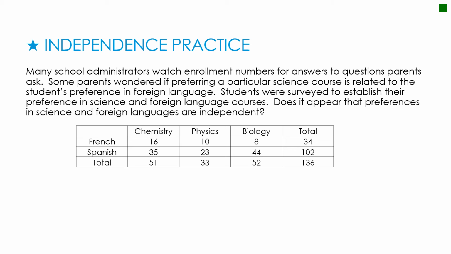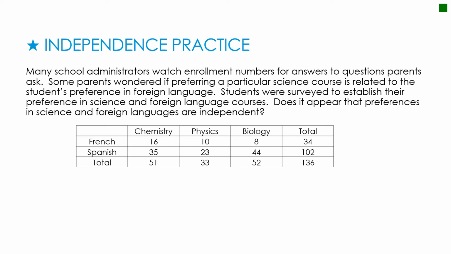Here's a question for you to try on your own. We're dealing here with wondering if preferring a particular science, chemistry, physics, or biology, is related to the student's preference in foreign language, French or Spanish. So students were surveyed to establish their preference in science and in foreign language courses, and the question is, does it appear the preferences are independent?